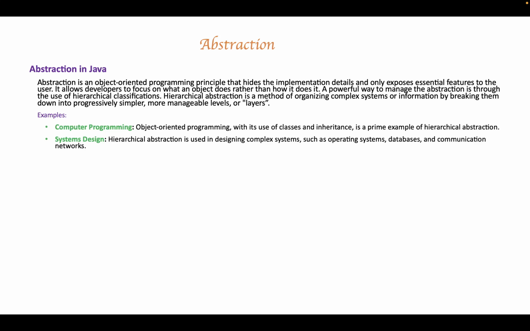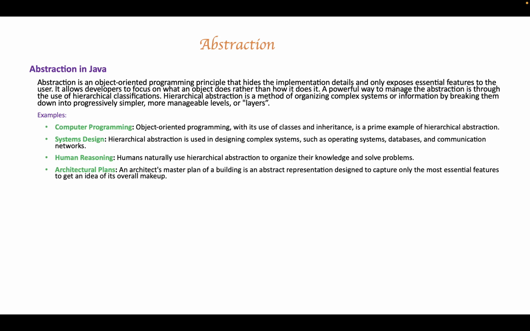System design. Suppose that in your future you get your dream job, and after 10 years of experience you have a role in system design, then you will need this hierarchical abstraction a lot. Hierarchical abstraction is used in designing complex systems such as operating systems, databases, and communication networks. Human reasoning: humans naturally use hierarchical abstraction to organize their knowledge and solve problems. Architectural plan: an architect's master plan of a building is an abstract representation designed to capture only the most essential features to get an idea of its overall makeup.